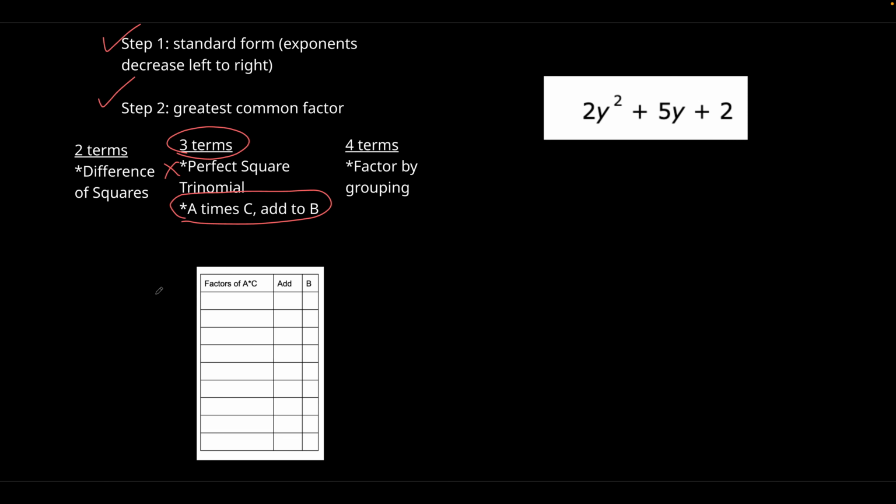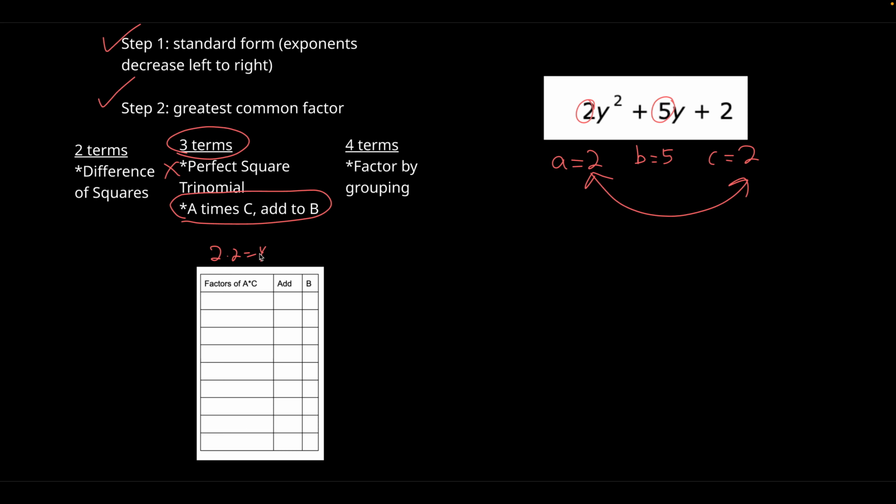The way you know what A, B, and C are: A is the number next to the square, so A is 2. B is the number next to the middle term, so B equals 5. C is the number by itself, no variable with it, the constant. So remember the phrase, A times C add to B. A times C, let's do the first part: 2 times 2 equals 4.